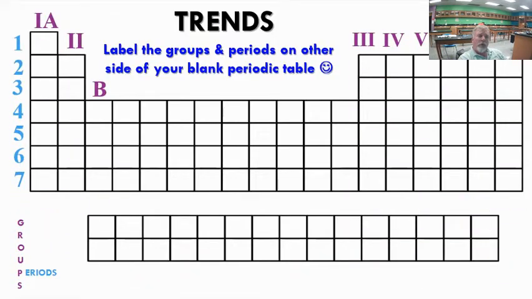What I do want you to do, though, is on that back side of your blank one, I still want you to put the period numbers on the left, the 1, 2, 3, 4, 5, 6, 7, to denote the period numbers, those rows. And on the top, using Roman numerals, use the 1, 2, 3, 4, 5, 6, 7, 8 to denote the columns that we're going to be doing.